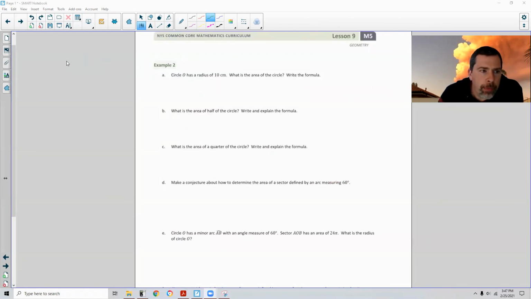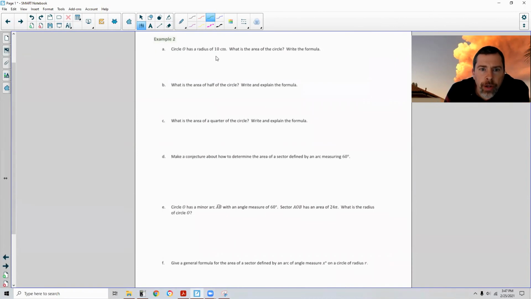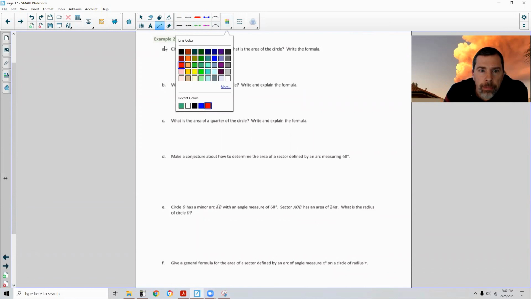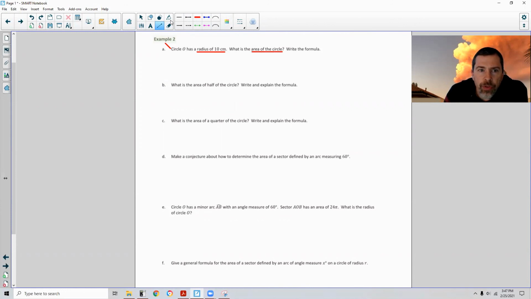Okay, page 3, example 2. Circle O has a radius of 10 centimeters. What is the area of the circle? Write the formula. Area of a circle equals pi times the radius squared. Substitute in the given: area equals pi times the radius squared.